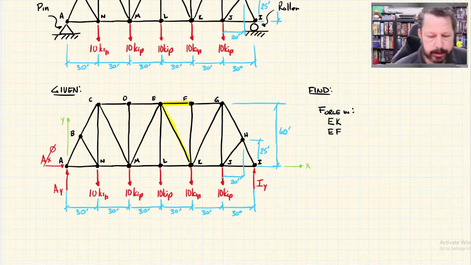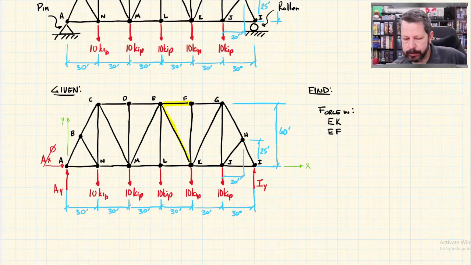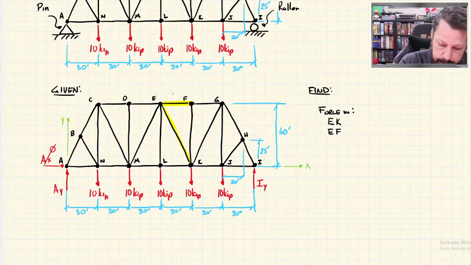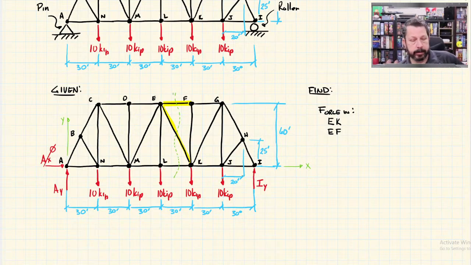Since they're in the center of the truss, that kind of hints to me that I probably want to use method of sections. And there's a decent cut I can make like that, where it cuts the truss into 2 completely separate sections, and it cuts through the 2 I want to solve for, EK and EF, and it doesn't cut through any more than 3 members. So that looks like it'll work.